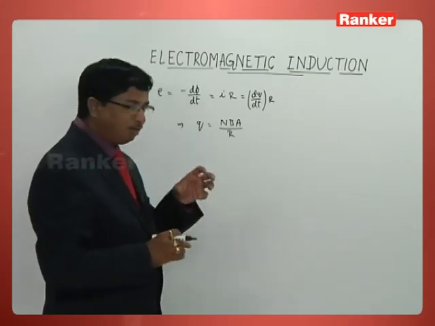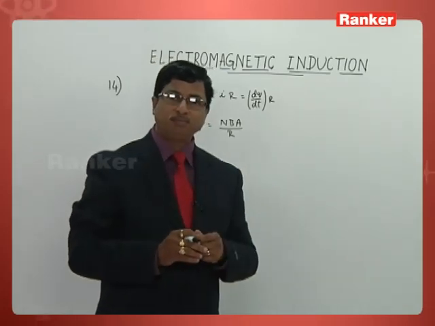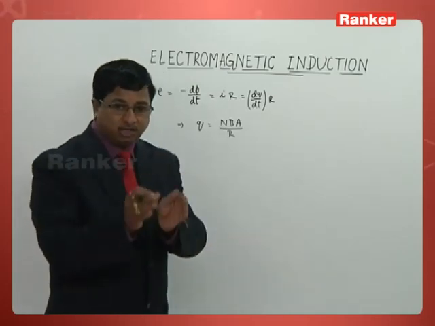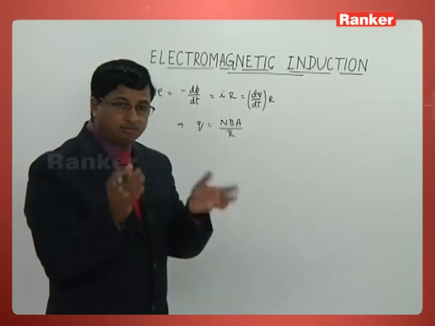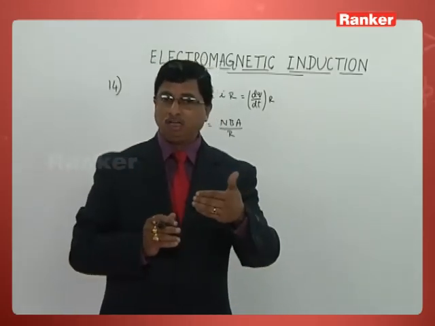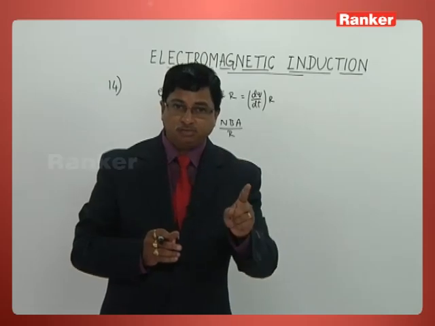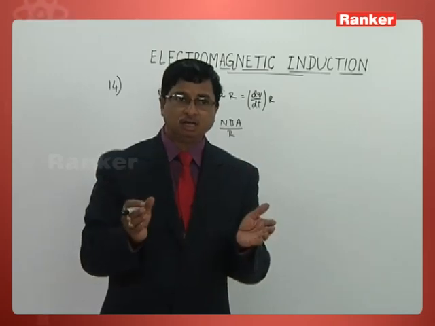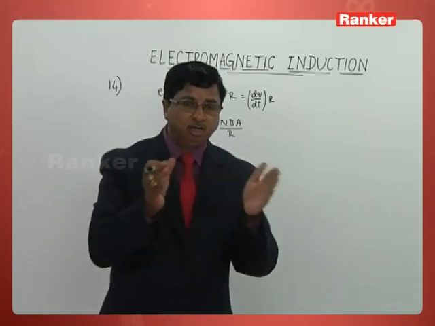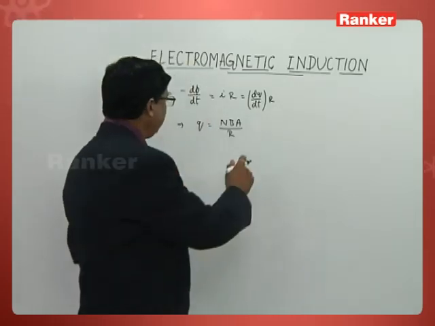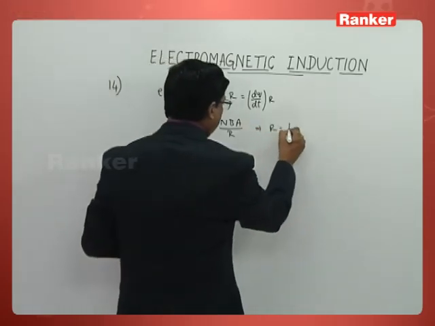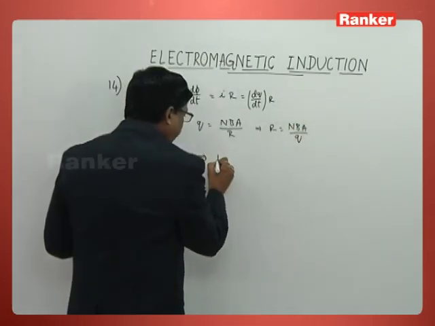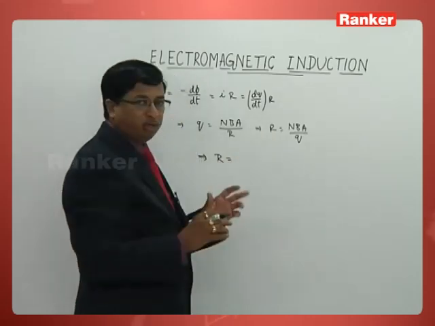Now here he is asking you the question in a different mode. What is the value of resistance of the combination of the coil and the galvanometer? Combined resistance he is asking. And you know pretty well the coil is connected in series to the galvanometer. So the combined resistance is nothing other than the sum of their individual resistances. So you can say R now becomes NBA by Q. According to this formula, R is equal to NBA by Q.